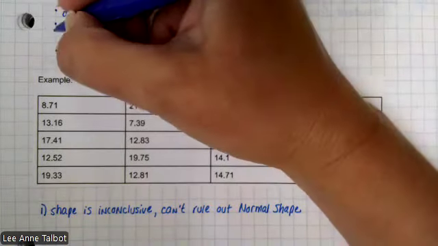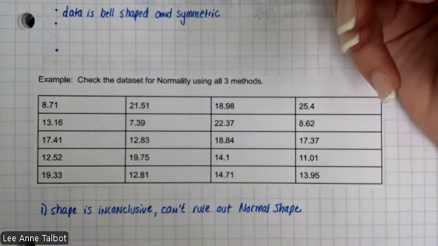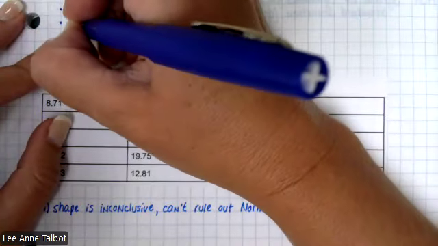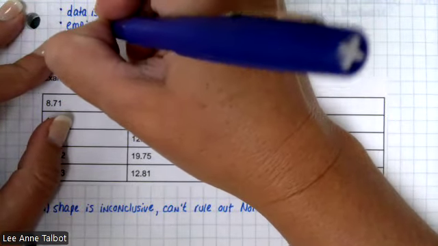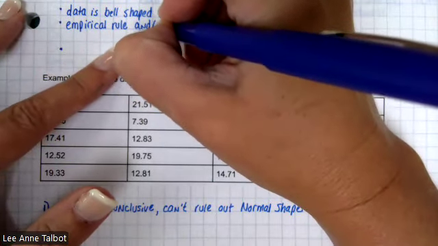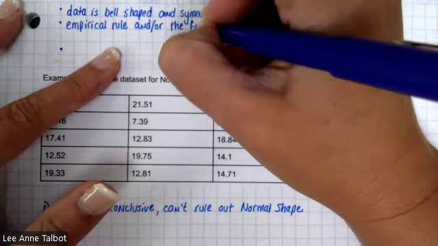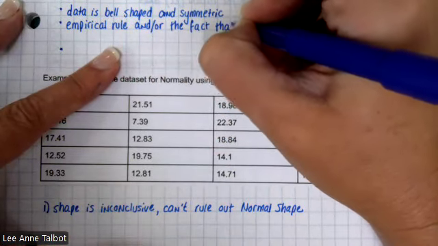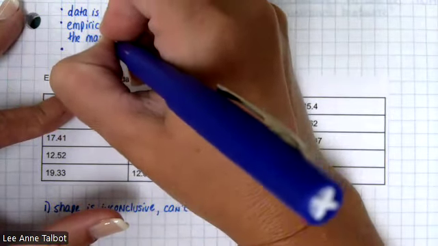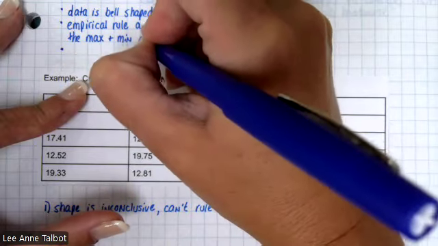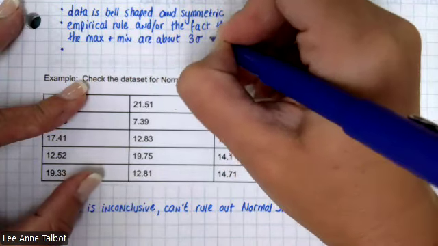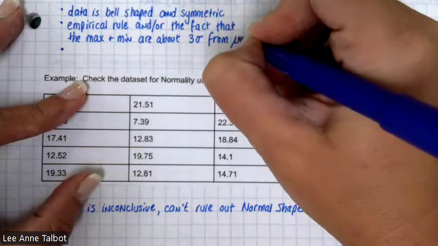Okay. The next thing you could do is use the empirical rule, and or the fact that the max and min are about 3 standard deviations from the mean.